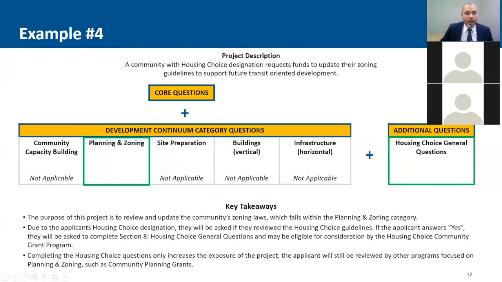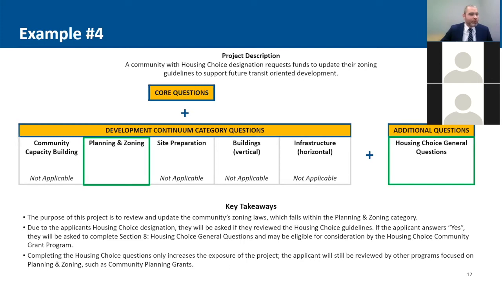Sorry about that. I'd now like to dive into an example specific to housing choice communities. Housing choice communities have the added benefit of being eligible for consideration for funding by the Housing Choice Community Grant Program for projects submitted within the planning and zoning and infrastructure categories. In this case, the applicant is requesting funds to update their zoning guidelines to support future transit-oriented development and will apply through the planning and zoning category.